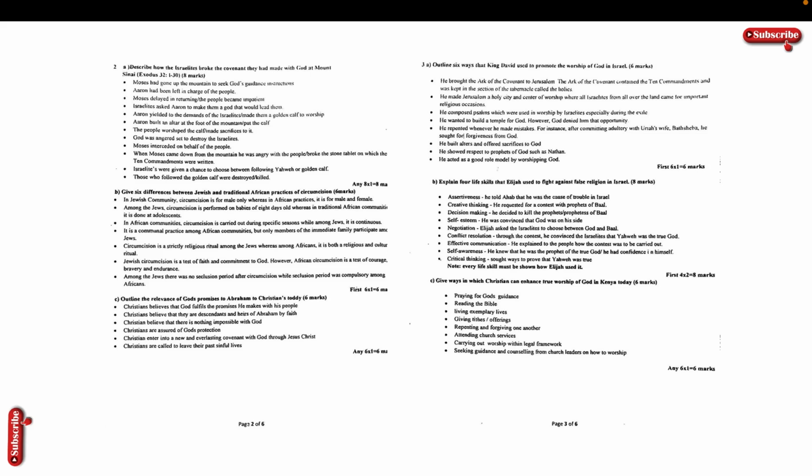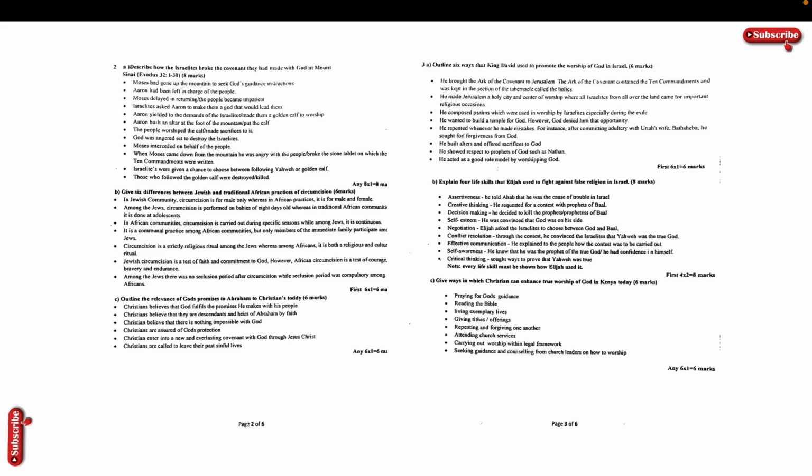In the Jewish community, circumcision is for the male only. Whereas in the African practices, it is for the male and what? Female. Among the Jews, circumcision is performed on babies of 8 days old, whereas in the traditional African communities, it is done to adolescents. In African communities, circumcision is carried out during specific seasons, while among Jews, it is a continuous process. There are no seasons, so it is a continuous process.